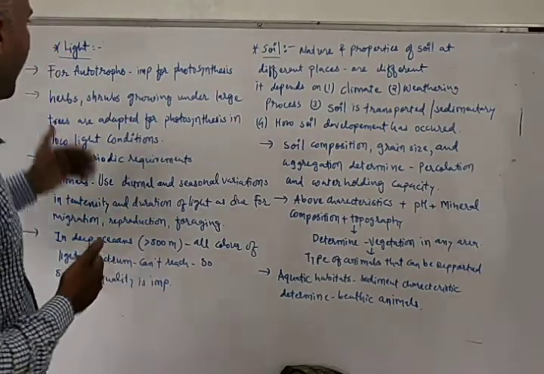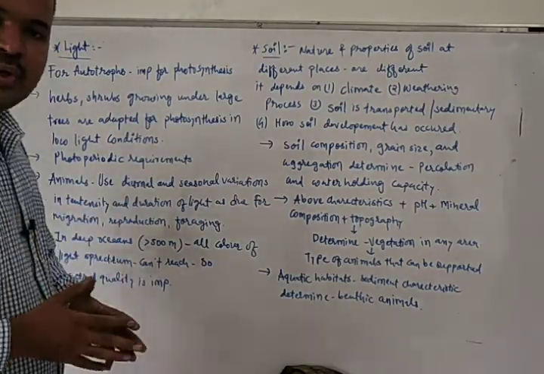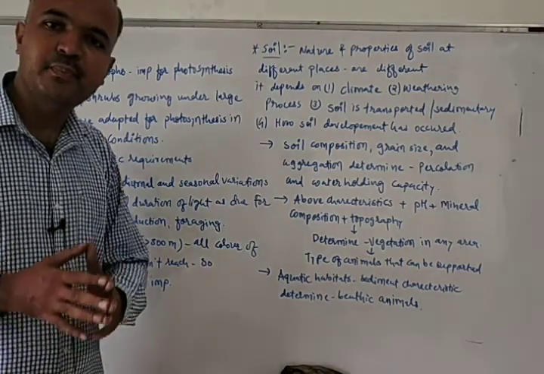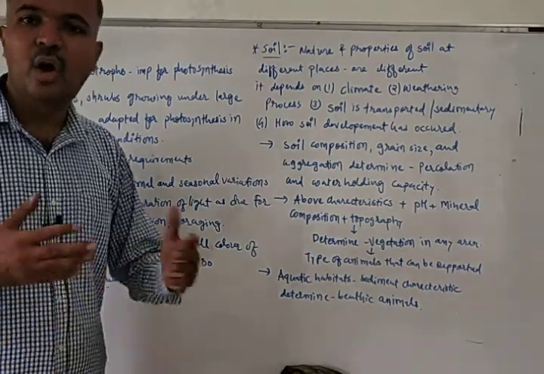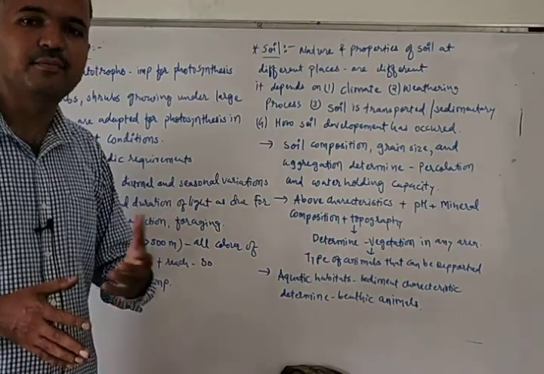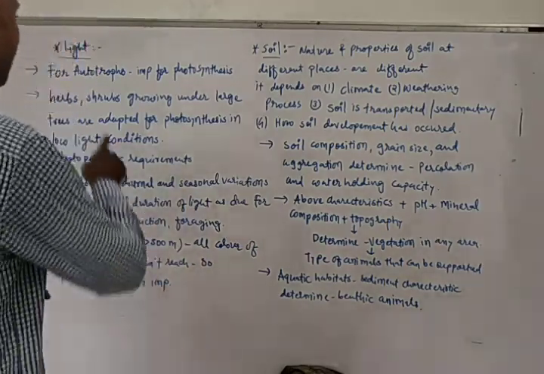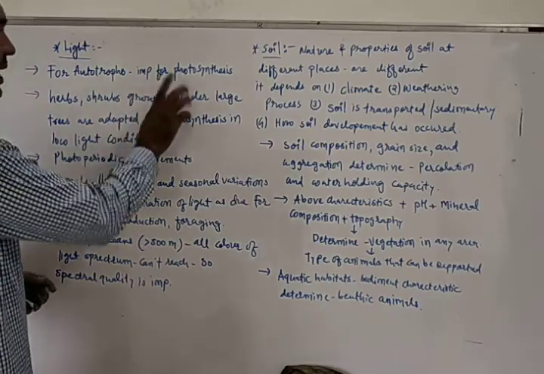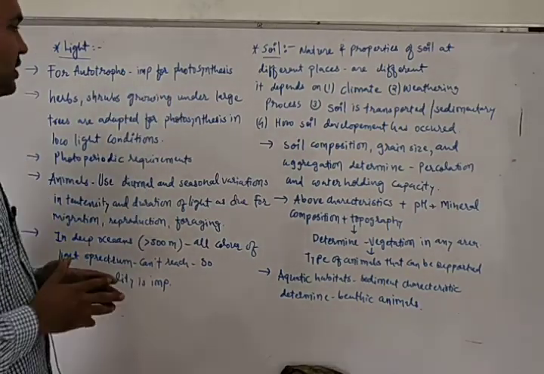So let's learn light first. We all know that light is important for plants for photosynthesis. All autotrophic organisms are directly dependent on light for photosynthesis. So for autotrophs, light is very important for photosynthesis.